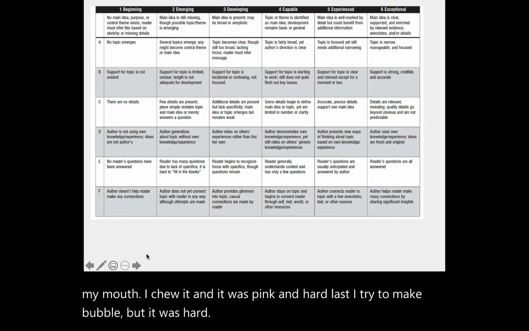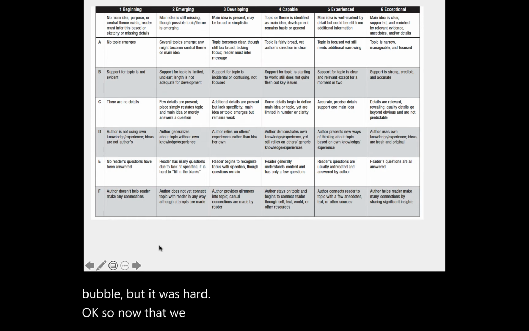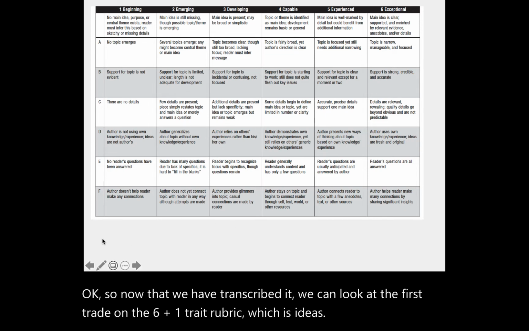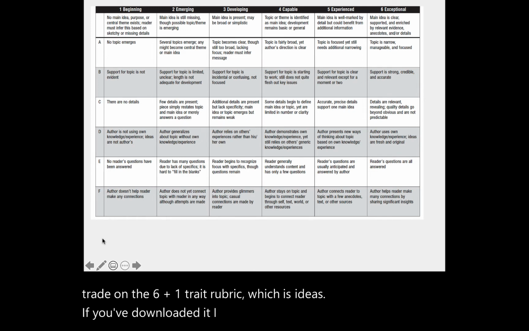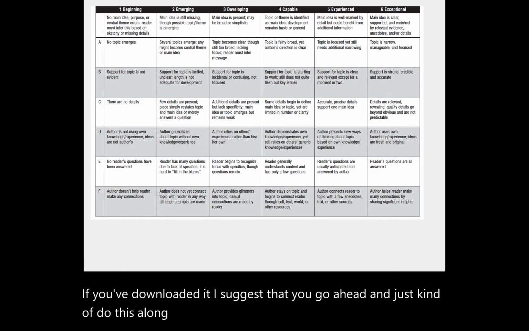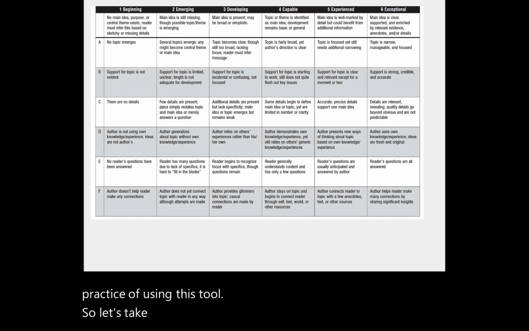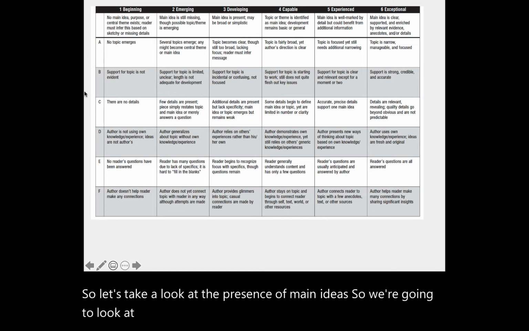Okay, so now that we have transcribed it, we can look at the first trait on the 6+1 traits rubric, which is ideas. If you've downloaded it, I suggest that you do this along with me so you start getting into the groove, the practice of using this tool. So let's take a look at the presence of main ideas. We're going to take it row by row.